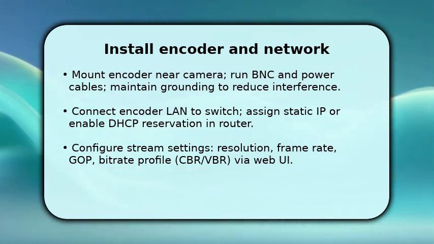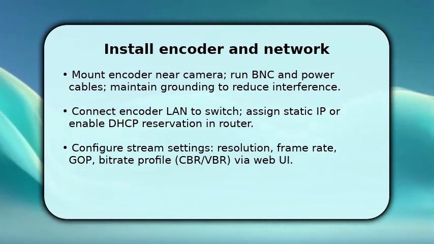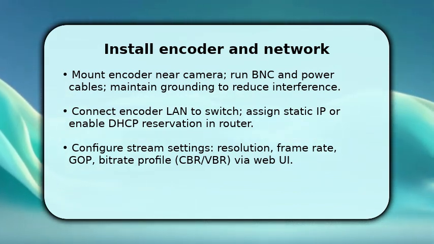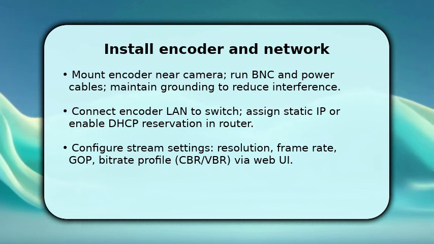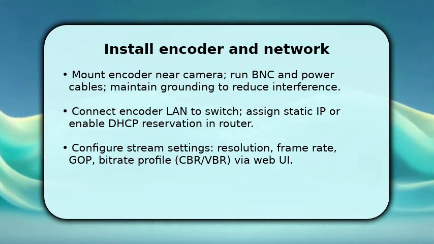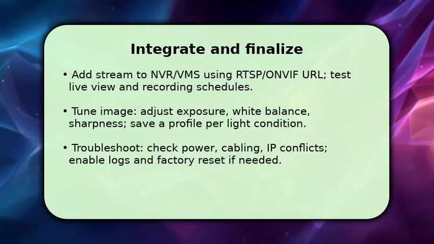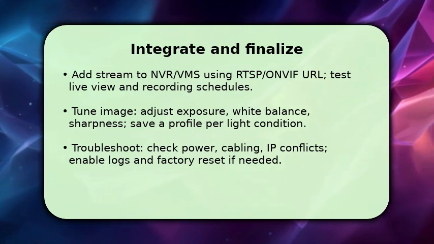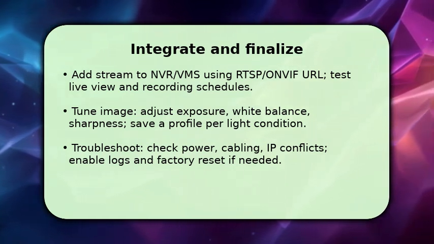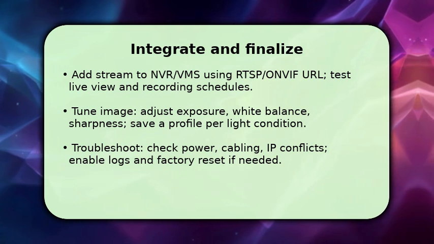Open the encoder's web UI and configure the stream. Choose the native resolution, set frame rate and GOP, and pick CBR or VBR bitrate for network stability. You finish by adding the encoder's RTSP or ONVIF stream into your NVR or VMS. Use the exact URL and credentials, then verify live view and scheduled recording.